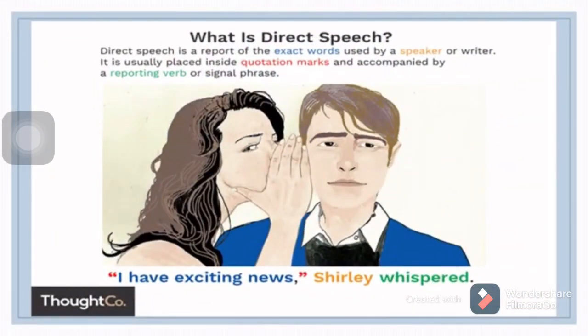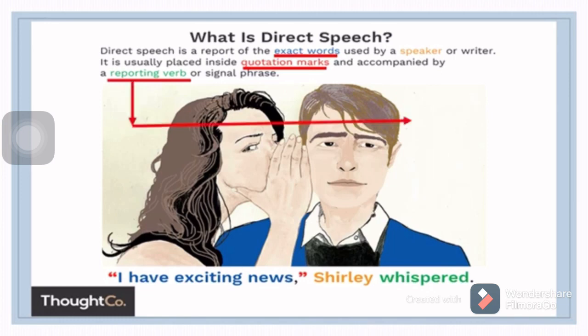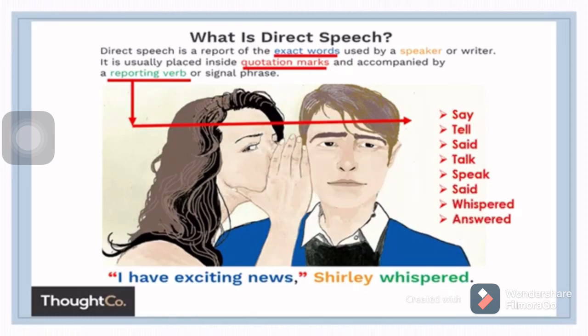Now, what is a direct speech? Direct speech is a report of the exact words used by a speaker or writer. It is usually placed inside the quotation marks and accompanied by a reporting verb or signal phrases. Examples of these reporting verbs are say, tell, said, talk, speak, whispered, answered, and so on.